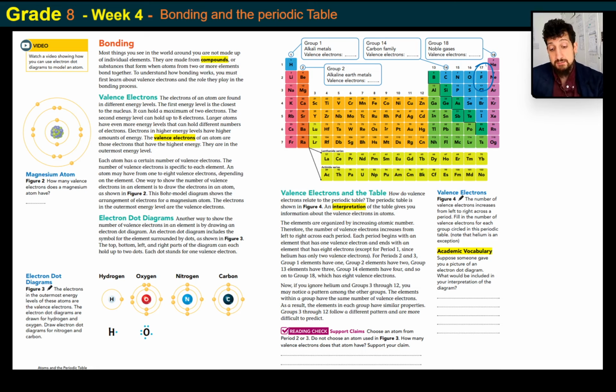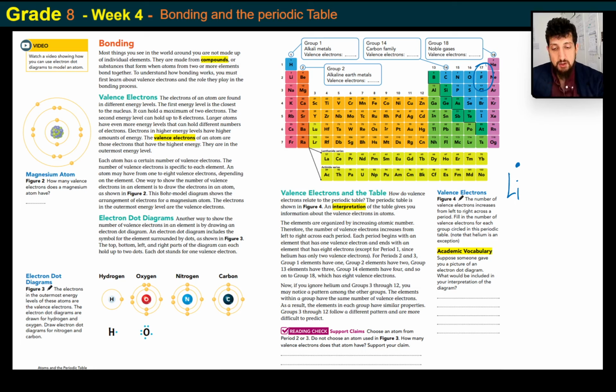Let's say lithium. Lithium is in group 1. As you can see, it's in group 1, so that means it has 1 valence electron. In fact, the dot diagram for lithium looks like this, because dot diagrams show us the valence electrons. So lithium has 1 dot on the outside.